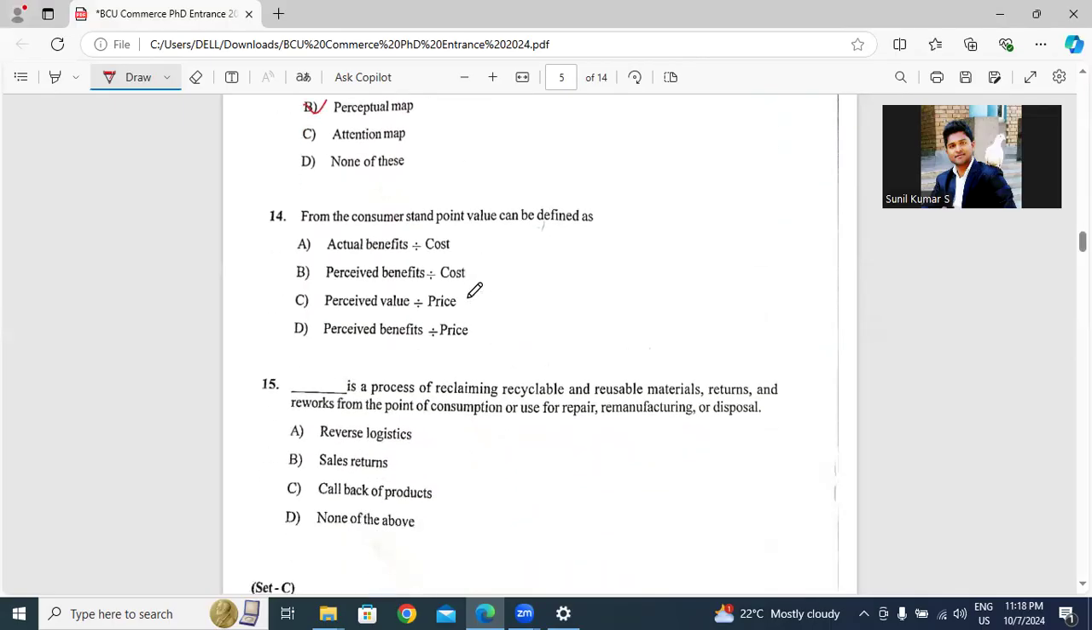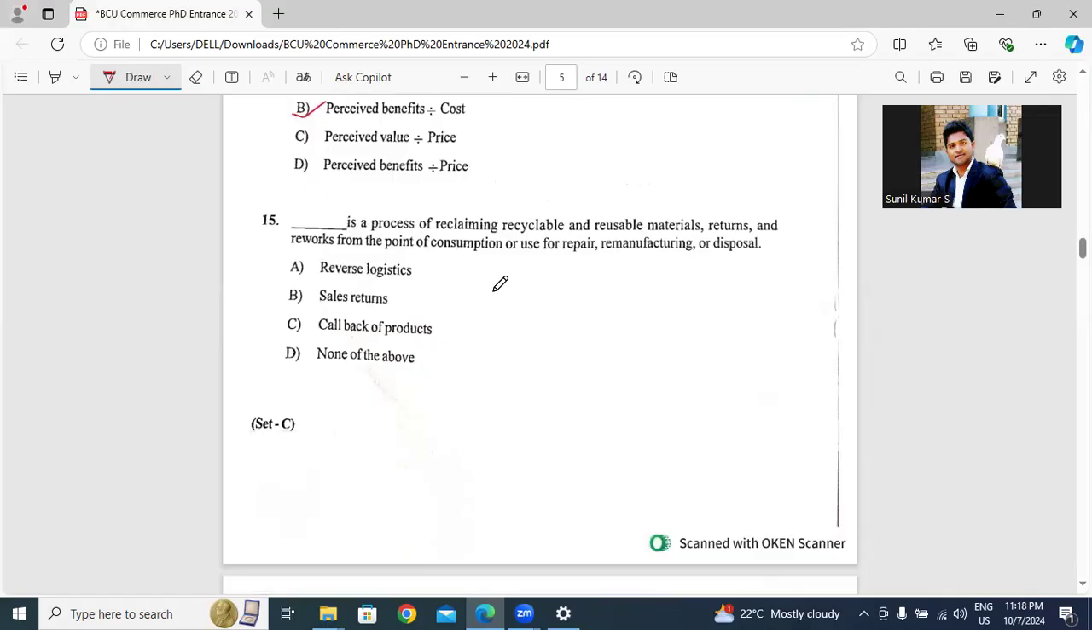Next, from the consumer standpoint, value can be defined as actual benefits by cost, perceived benefit by cost, perceived value by price, and perceived benefit by price. The answer is perceived benefits by cost. So this is the answer. Perceived benefits by cost. Next one.